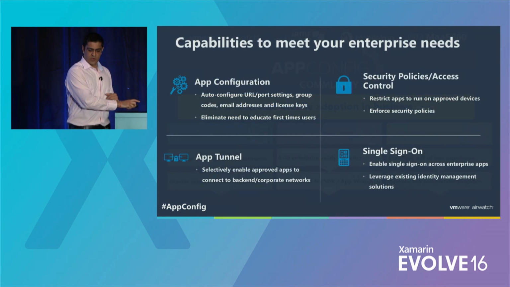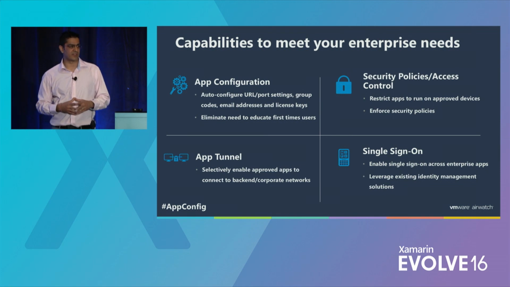So let me just do one more slide before we get into the demo. What exactly does AppConfig provide? AppConfig basically gives you tools and best practices that you can use on your iOS and Android platform. And they typically fall in one of these 4 buckets. App configuration. If you have an enterprise app, chances are it needs to point to an app server, a port, there's an email address or a user ID. There could be other things like group codes and so forth.